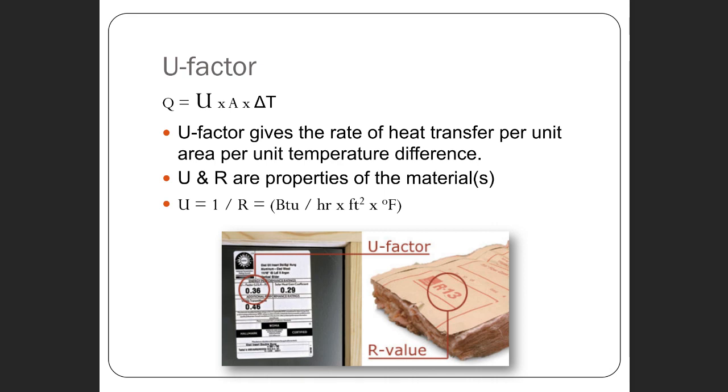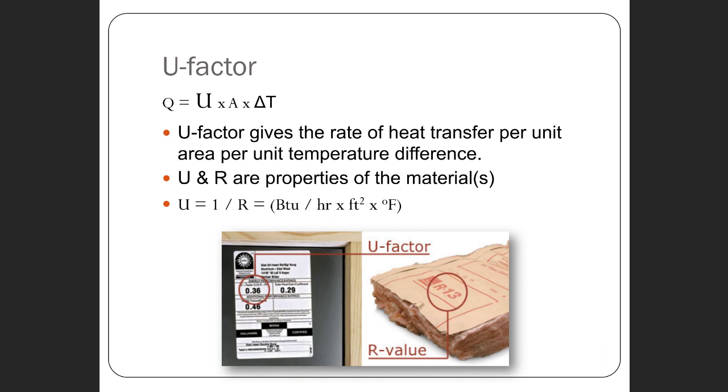Right? The other piece of the equation here is the U factor or the R value, right? They're the inverse of each other. U and R are properties of the material or the construction. The picture here shows the R value stamped on a piece of insulation, or the U factor that happens to be a sticker on a window.